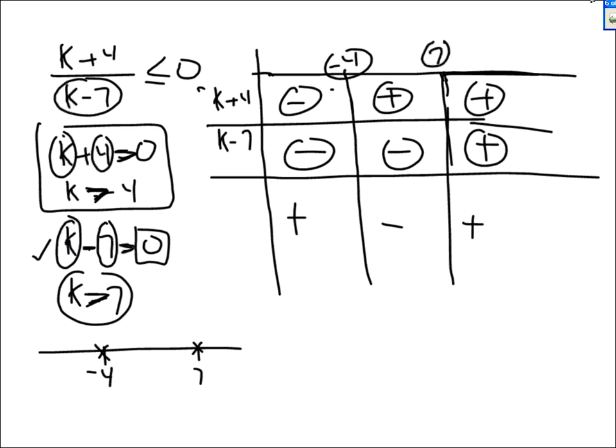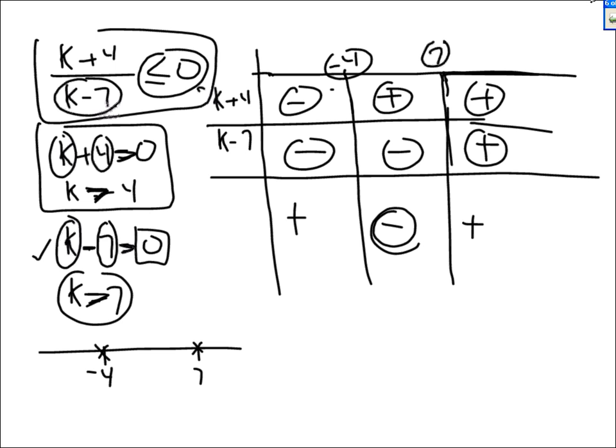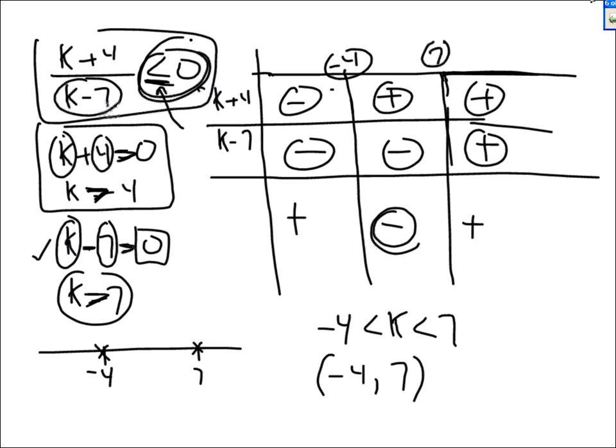Now I'm going to look at the problem. They want to know when it's less than or equal to 0. That means negative. When's it negative? Okay, it's negative when k is in between -4 and 7. Now, if it didn't say equal right here, if it didn't have that equality line, that would be my answer, and that would be it. And if I wanted to write it in a different notation, I would put it that way.